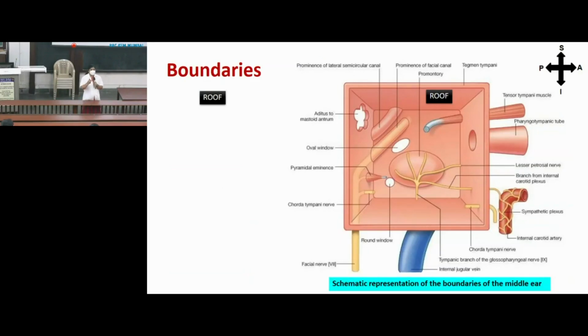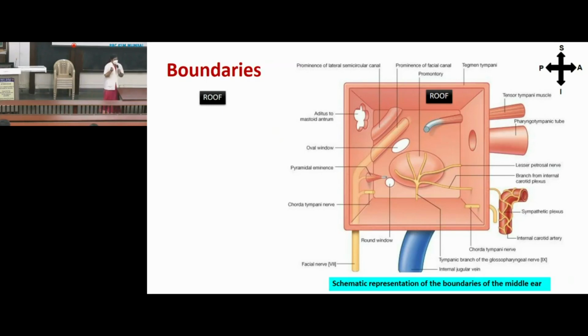There is a thin plate of bone which is part of the petrous part of the temporal bone. It is called the tegmen tympani. Yes, correct. So remember this name: tegmen tympani is the thin plate of bone which is part of the petrous temporal bone. It forms the roof of this middle ear cavity.